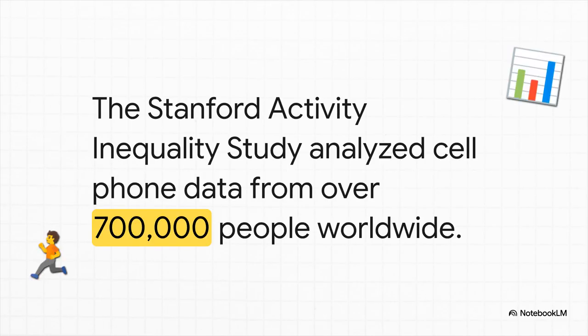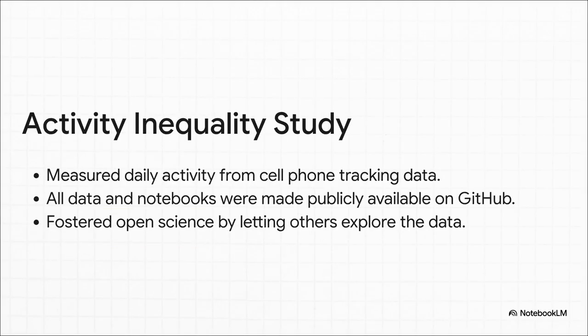Or check out this incredible example from Stanford. Researchers analyzed cell phone data from over 700,000 people across the globe to study the link between physical activity and obesity. And just like with the gravitational wave discovery, they didn't just publish a static paper. They released all of their code and data as notebooks on GitHub. And this allows any other researcher to go beyond just trusting their findings and instead to dive into the data themselves, explore new angles, and build on the work directly.